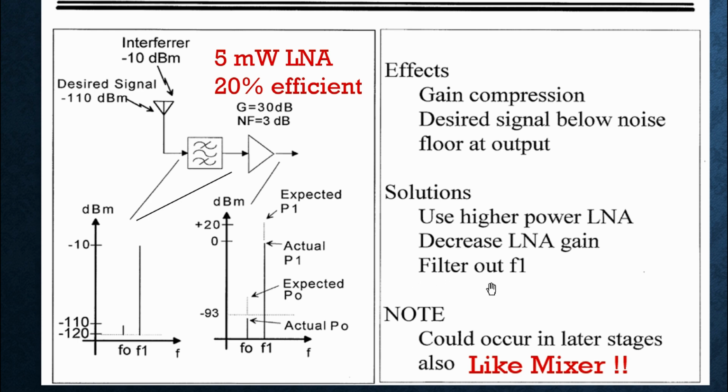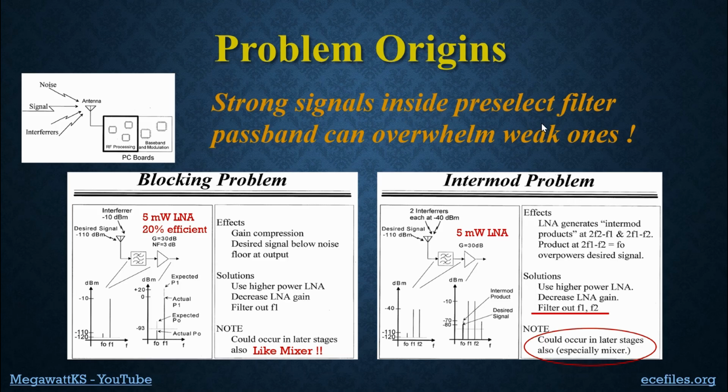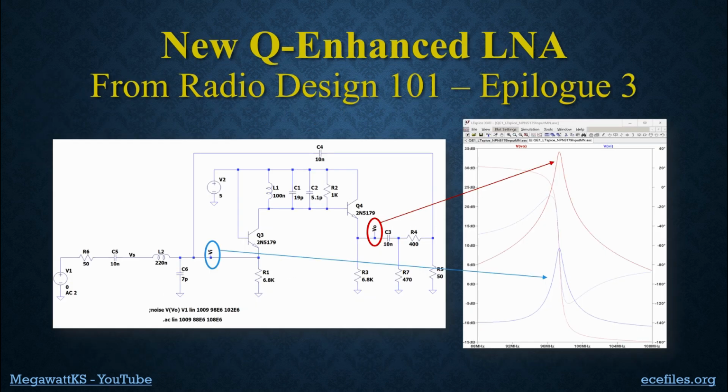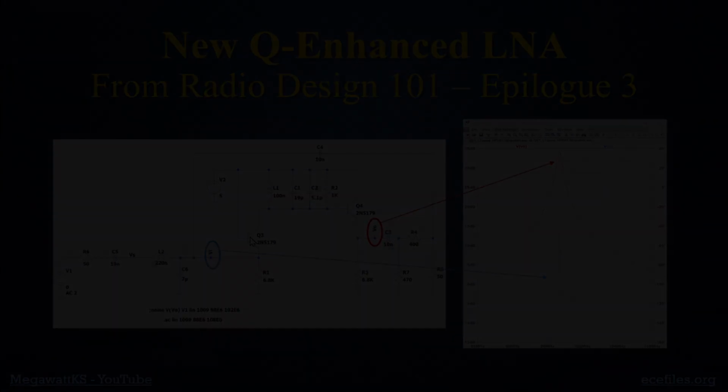So what would be much better is if we could filter out this interferer before it got to the low noise amplifier, which means narrow up the preselect filter so it doesn't get through to the amplifier. And we're going to show how to do that. This is a slide from part 1, but it was also in epilogue 3 of Radio Design 101. We're going to see how this circuit can generate a transfer function, this blue line, which actually attenuates out-of-band signals before they get to this amplifier.